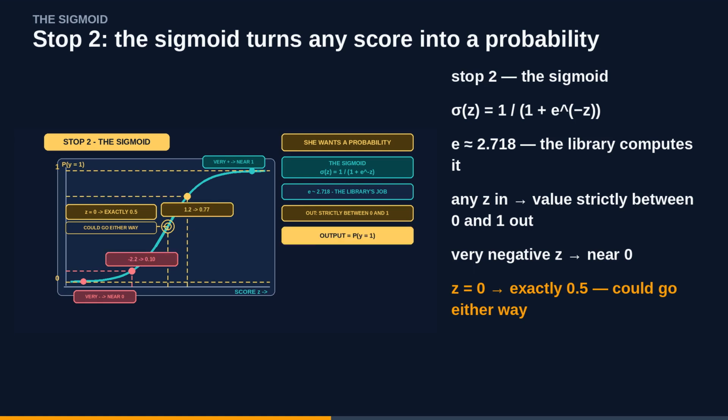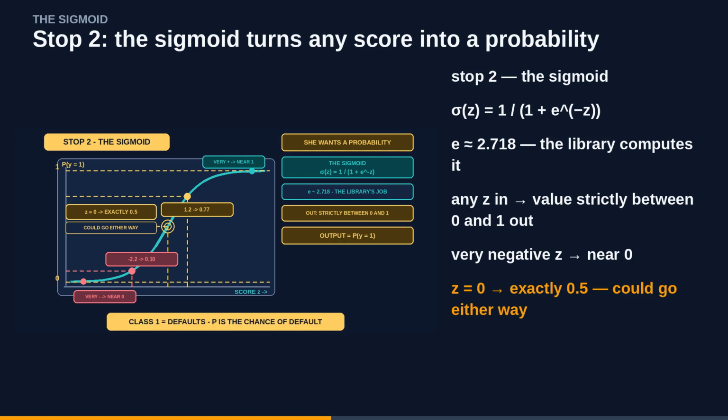That output has a name. P of y equals 1, the probability that this row's true class y equals 1, with class 1 being whichever outcome we labeled 1. In this lesson, class 1 means defaults.